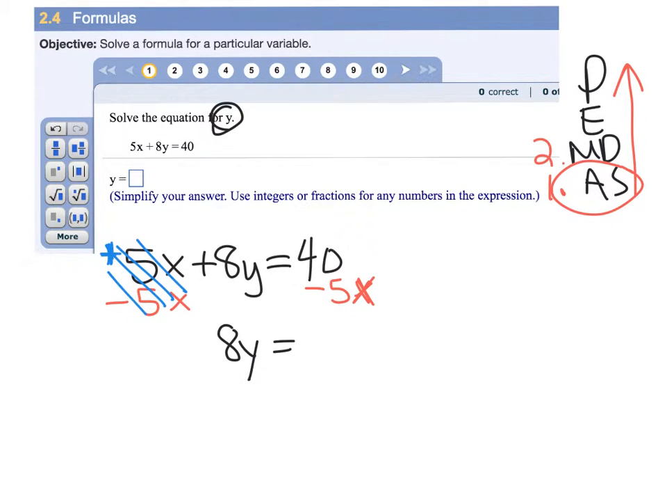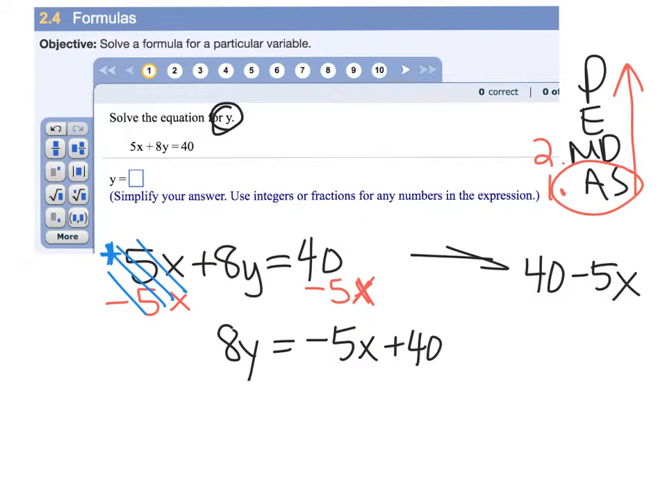Now on the right side, 40 and 5x are not like terms, so you can't subtract them and get 35. They are not like terms, so we're going to write negative 5x plus 40. Now if I wanted to, I could have written this as 40 minus 5x, and that would have been the same thing. These mean the same thing. If you think about it, that's a positive 40, there's a positive 40. Here's a negative 5x, here's a negative 5x. So they mean the same thing.